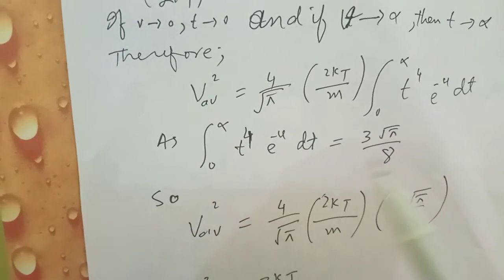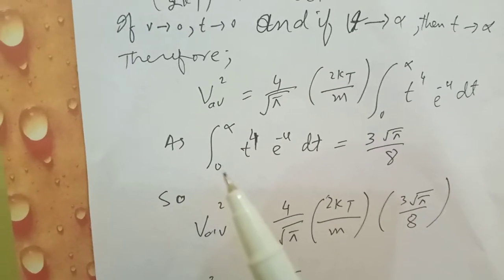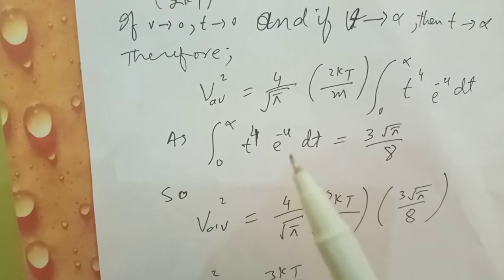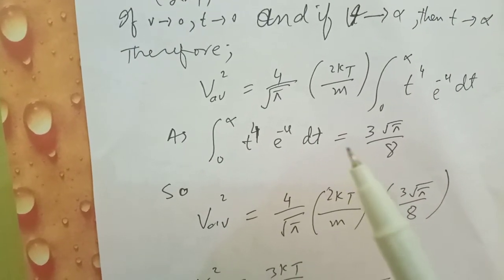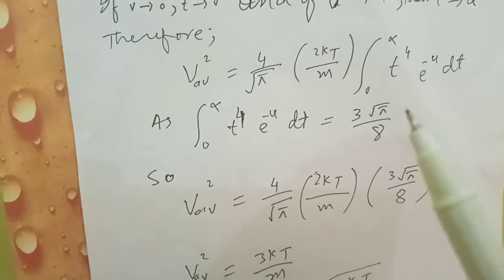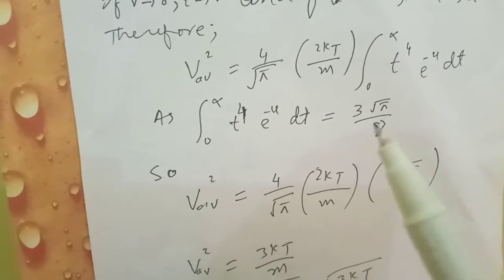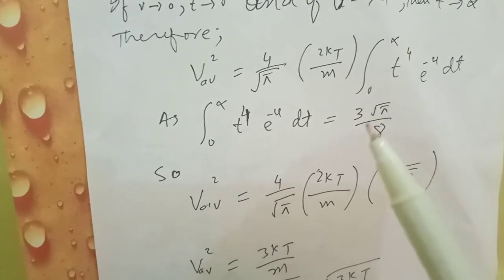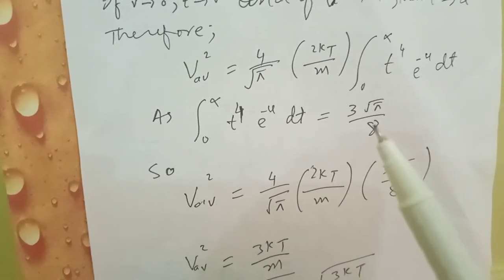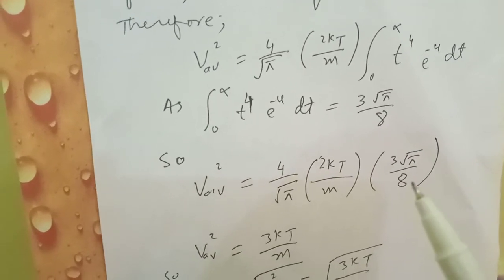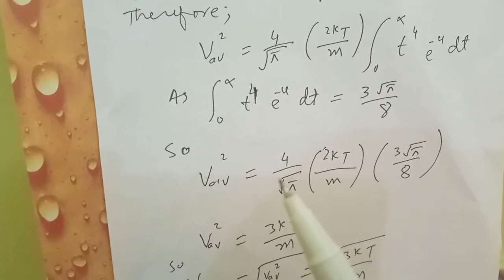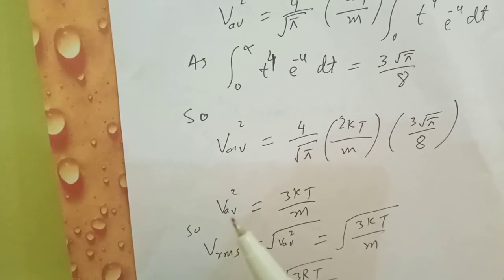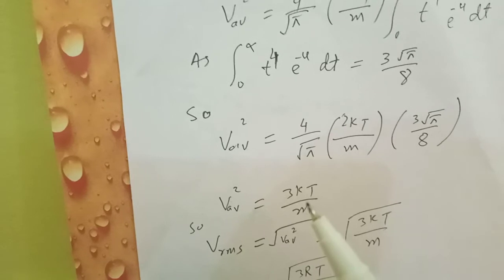Now, this is a special function, which we call the gamma function: the integral from 0 to infinity of t to the power 4 e to the power minus t squared delta t is equal to a constant. This is equal to the value 3 square root pi by 8. This whole integral is equal to this. So if I put in the value of the integral, 3 root pi divided by 8, and simplify, the average of v squared will be equal to 3kT divided by m.